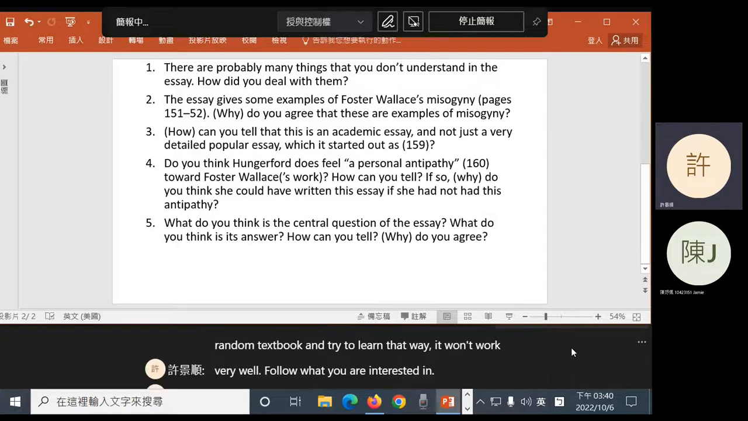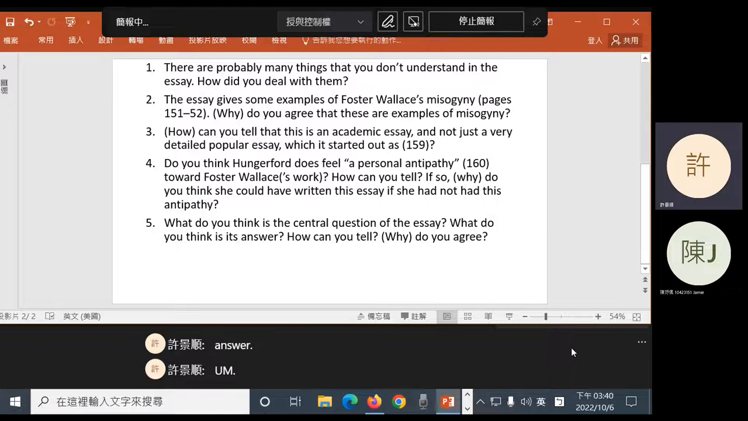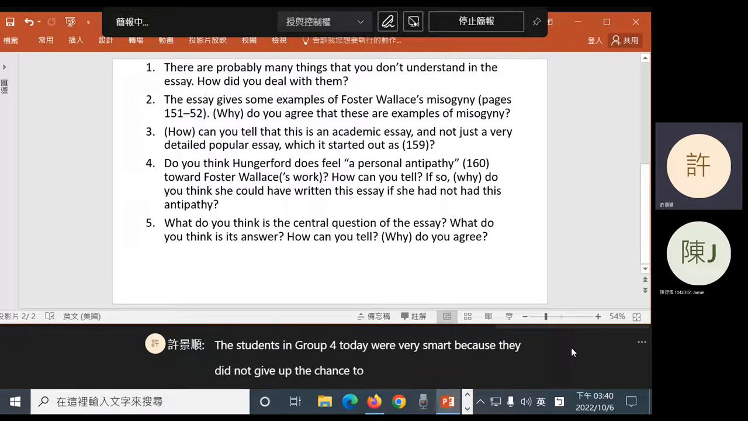And the second thing we can learn from this story is, if you have questions, find a teacher or find someone who maybe knows the answer. The students in group four today were very smart because they did not give up the chance to come to class and see what the teacher explains. But if you're studying on your own, it might take more effort to find somebody that you can ask questions to. But it's always worth that effort.